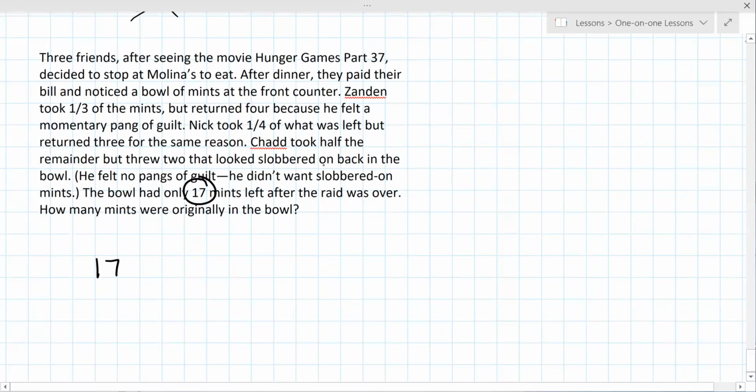So when a person puts two back, where does he say that? He threw two back. That means, like, here it's adding, but you actually subtract it. It's because you're undoing the operation. So that means that there was 15. That when Chad took half the bowl, but then threw two back.